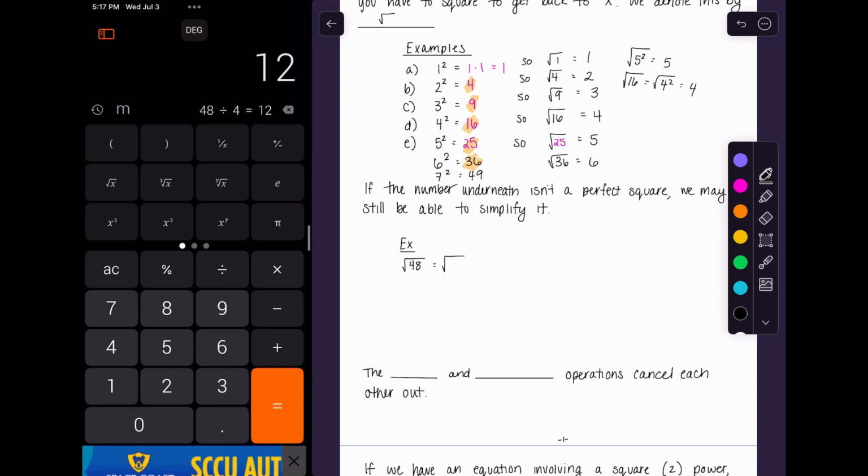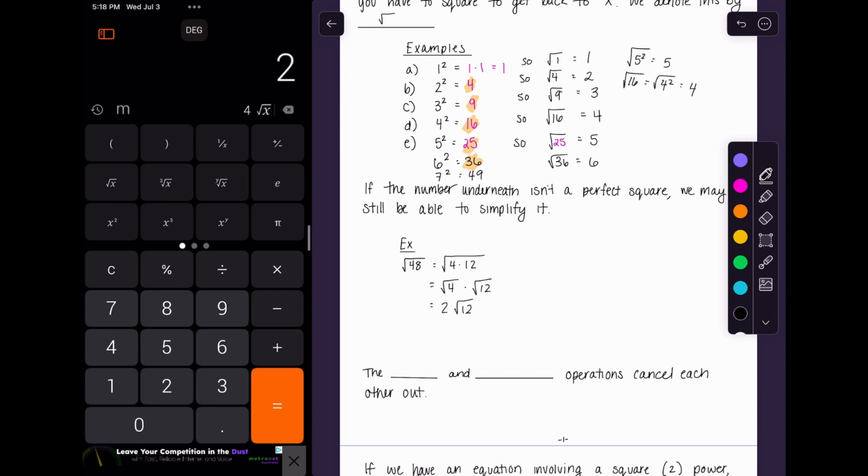So what I can do is write the inside as 4 times 12. And I know that I can take the square root of 4. That gives me a nice number, 2. So I can break this down because it splits across multiplication. So the square root of 4 is going to be 2. You can plug that in to double check, but square root of 4 is 2. And then we're left with the square root of 12.